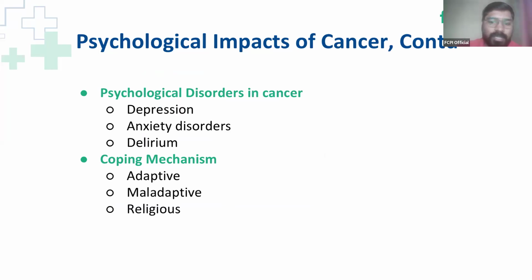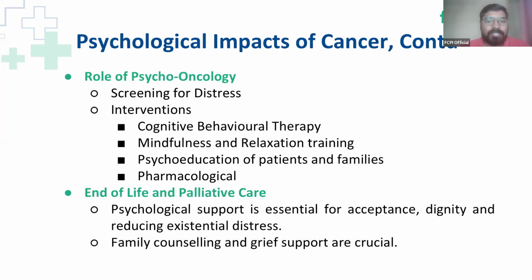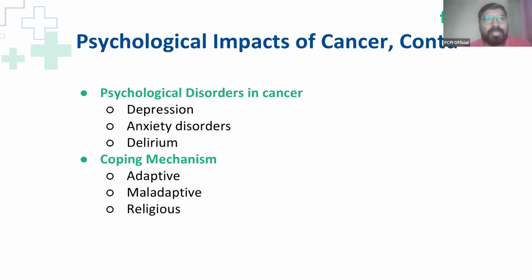So psychological disorders, here we mainly see depression, anxiety disorders, and delirium. Some people have delirium mainly in advanced cancers. And coping mechanisms: first comes adaptive, where problem solving, seeking support, acceptance, and positive reframing will be seen. And maladaptive, where they continually have denial and avoidance of support. Sometimes they even refuse to take the treatment. And religious, where many cultures tell them to take different types of treatment based on their cultures.